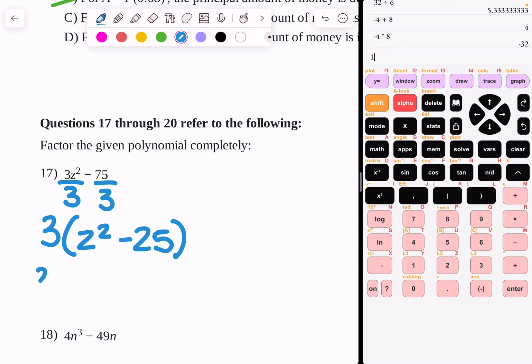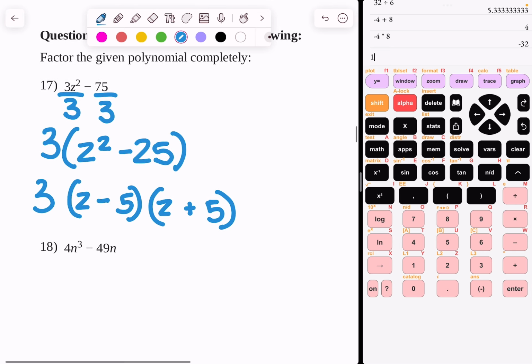So let's separate this. Always write the GCF on the outside. Z squared separates into z and z, and the square root of 25 is 5 and 5. The only way to get a negative 25 is with a minus and a plus. Perfect. And that is our final answer. There's nothing more to factor. Let's look at 18.